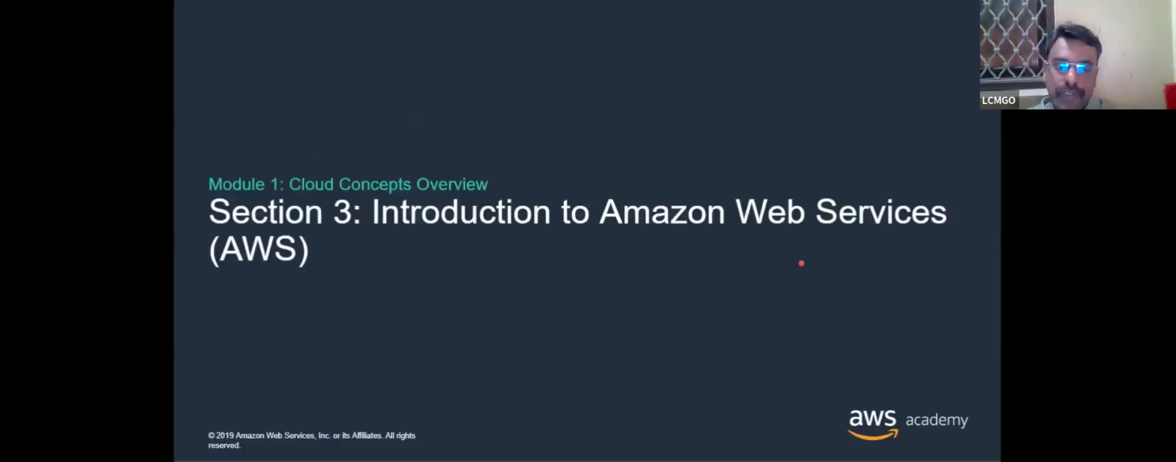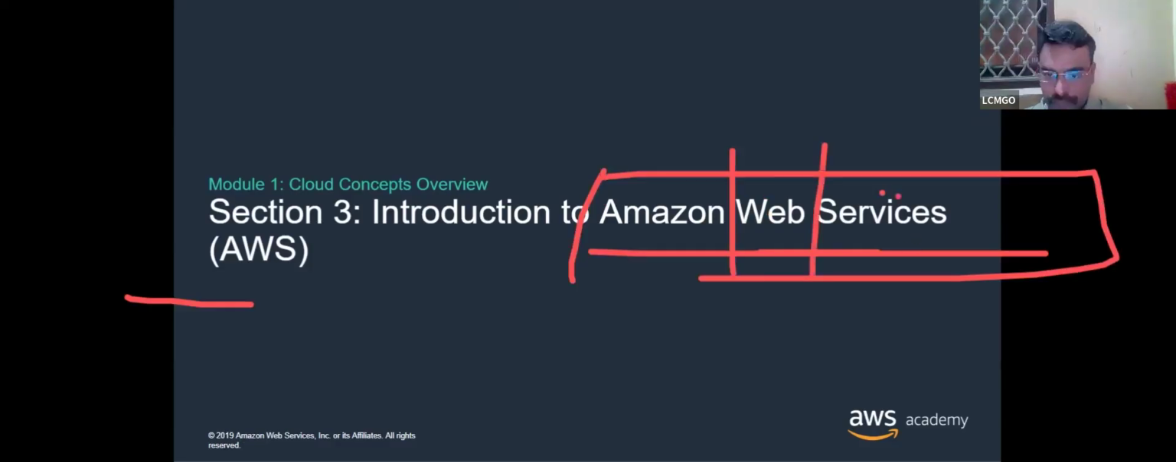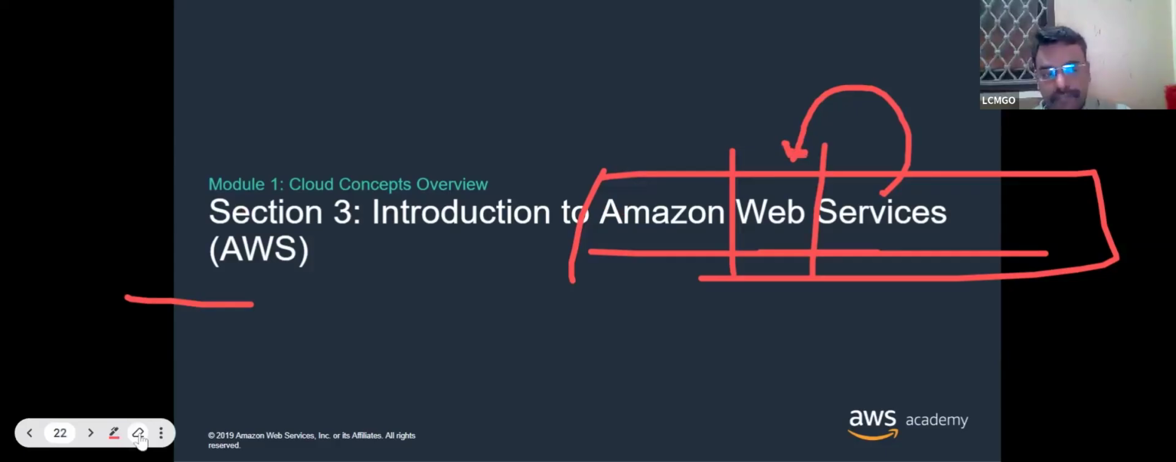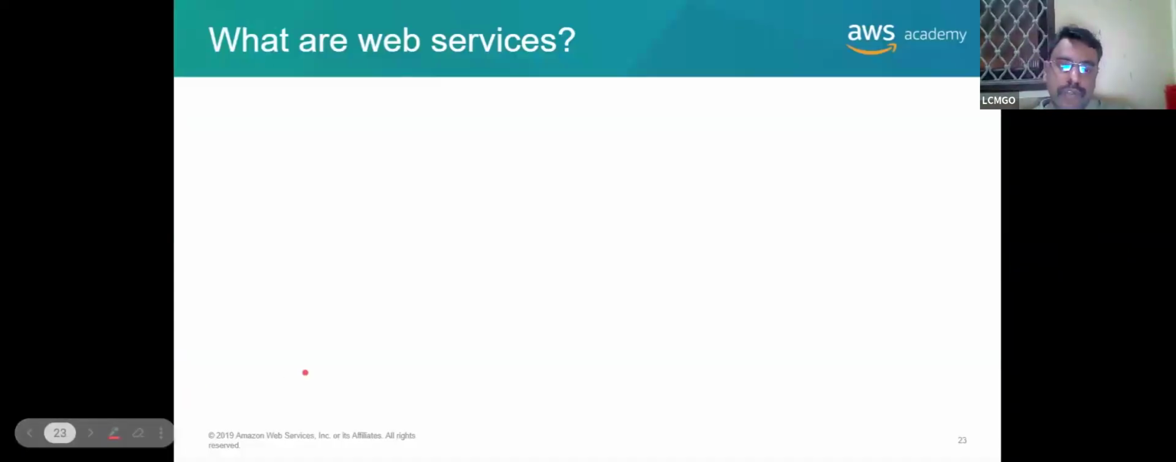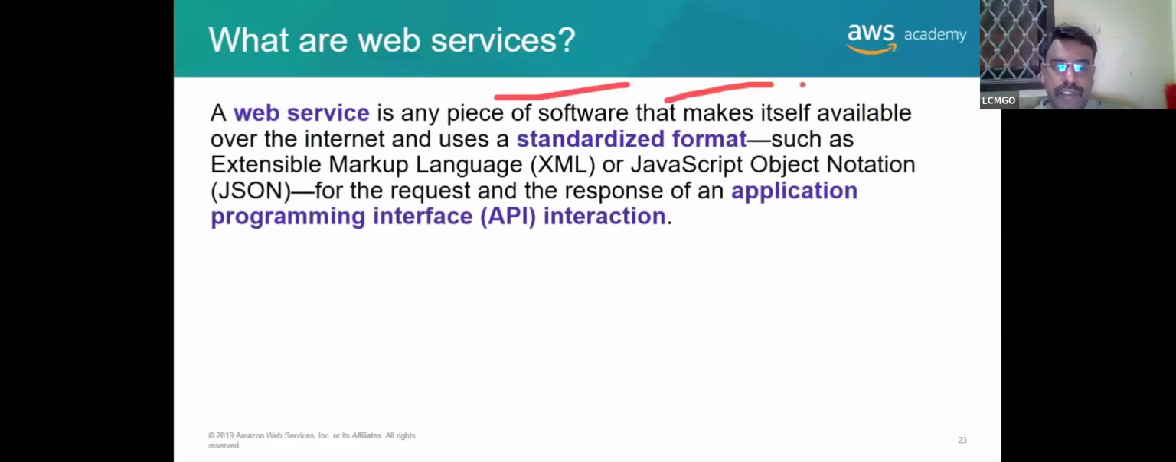Introduction to Amazon Web Services. As the name itself says, what is meant by a web service? The name itself says service, which is provided on the network. Exactly. A web service is nothing but a piece of software that makes itself available over the internet and uses a standardized format such as XML or JavaScript Object Notation, JSON, for the response of the application interface. That is your programming.